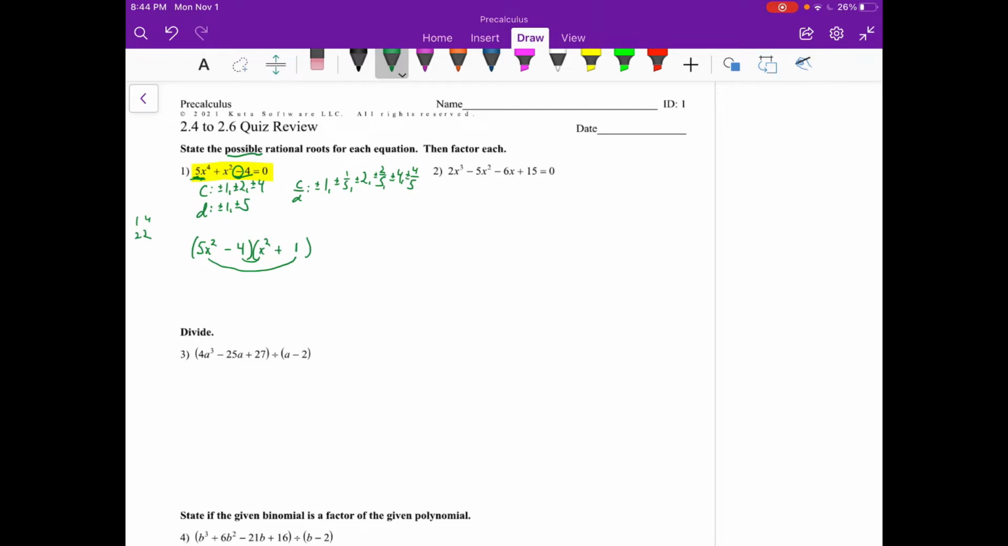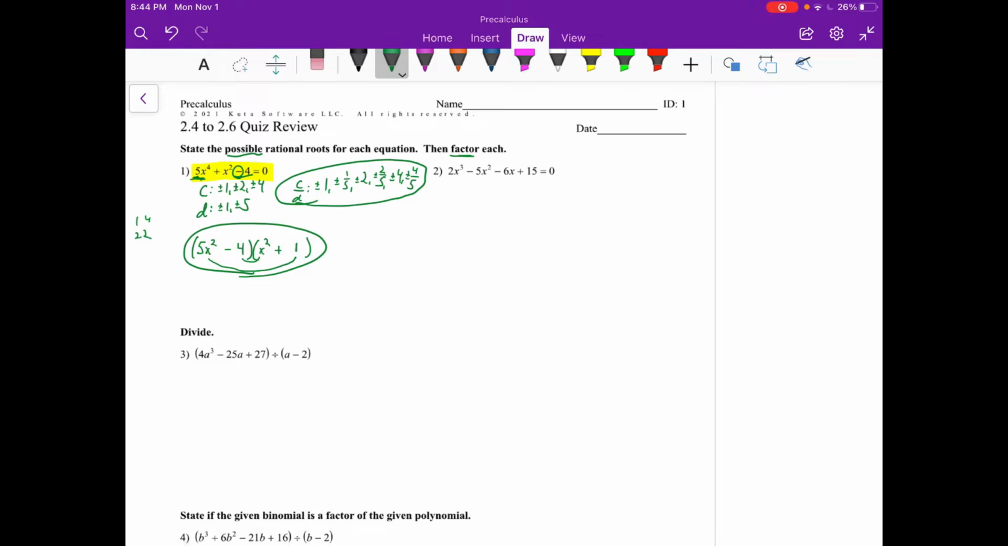And really that's the factors. We can't factor any further right now. We could solve these to solve for x, but it just asks for the factors. So the answer is there's C over D. Those are our possible rational roots, and then there are the factors.